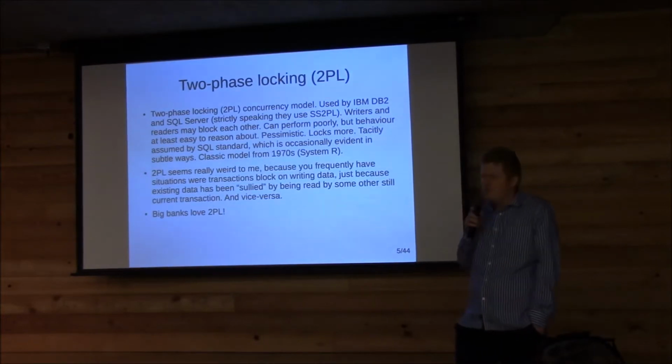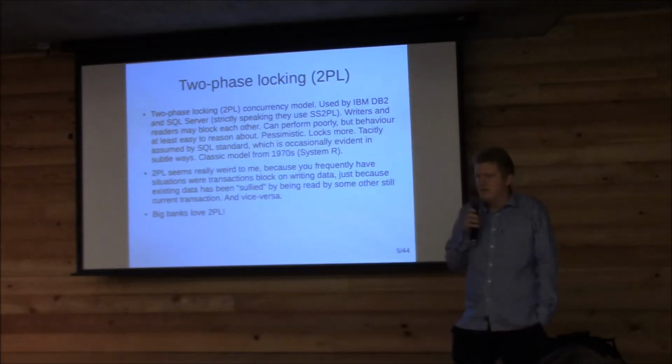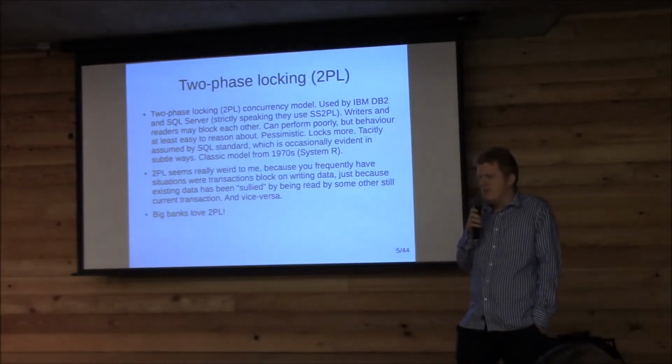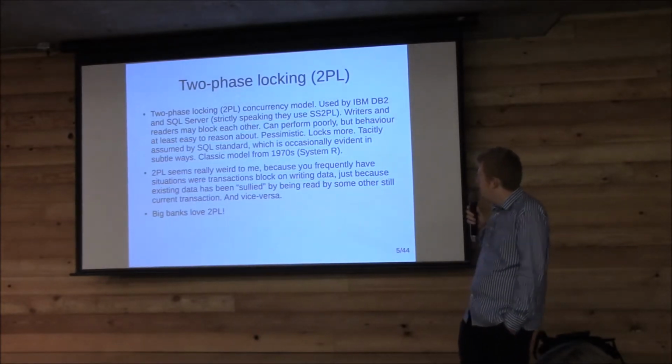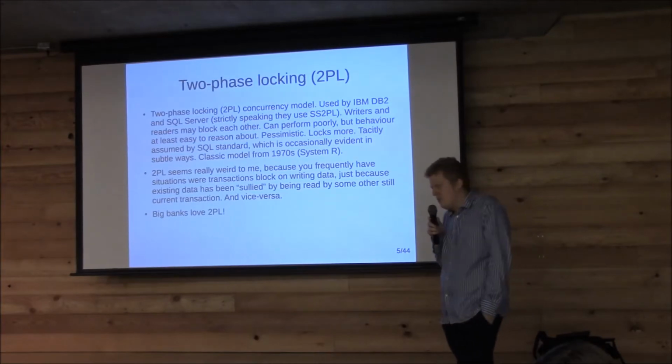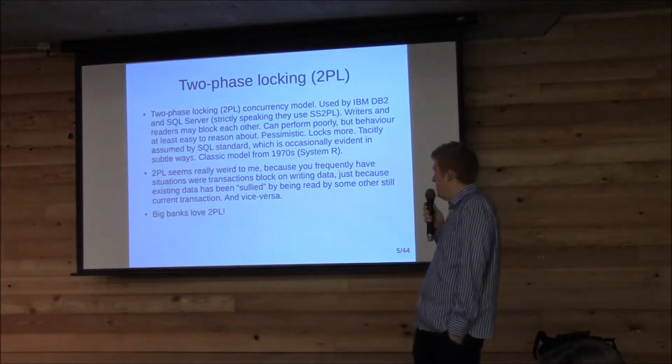System R was an incredibly influential database system developed by IBM in the 1970s. However, I am a Postgres guy, always have been, never worked with another database in any capacity. So two-phase locking seems really weird to me.